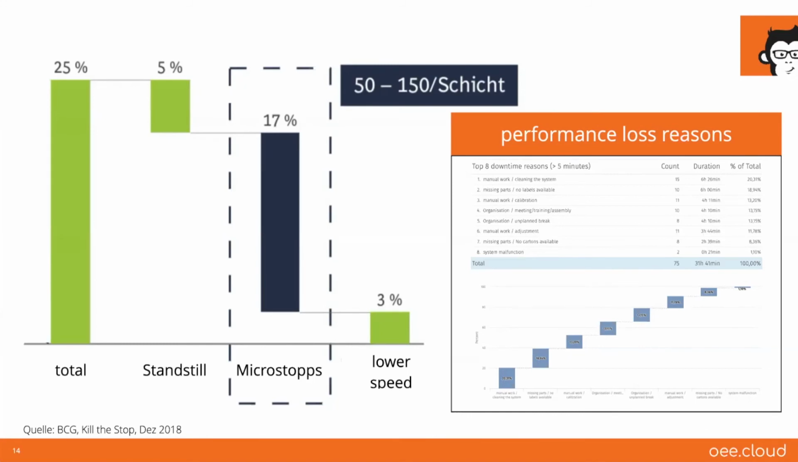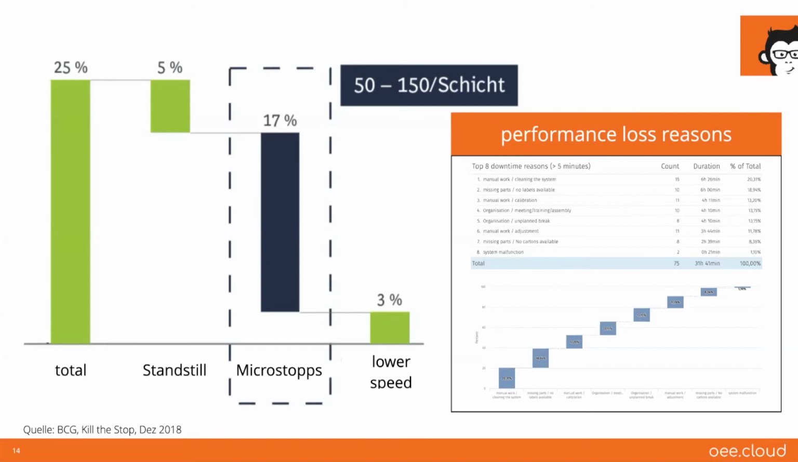And most of our customers are between 10 and 30 microstops per shift. So you see that the microstops and the performance losses usually account for more than half of the losses. And this is really hard to assess and hard to gain. Therefore, you need the desired speed of the product. And of course, you need somebody entering why it's running slower.